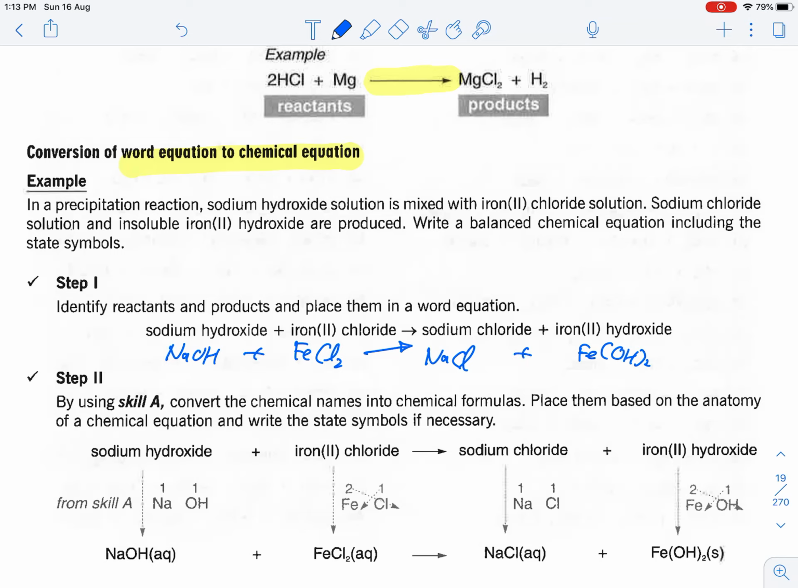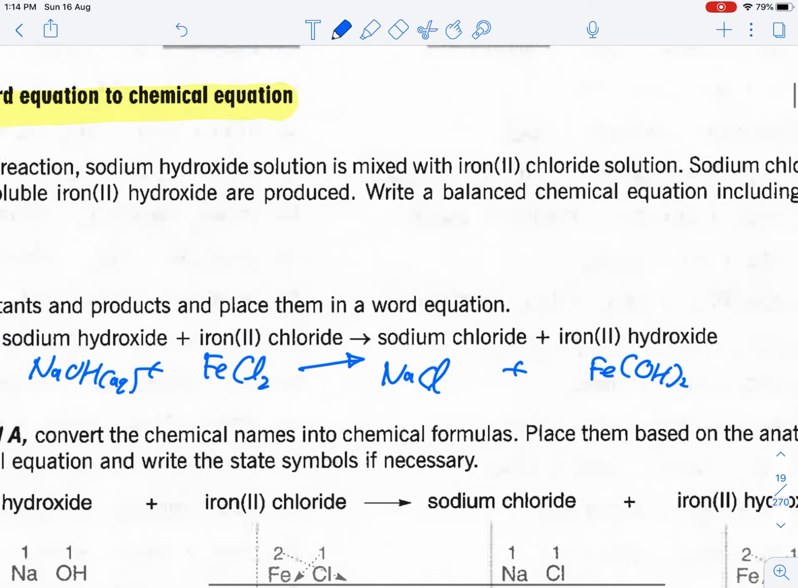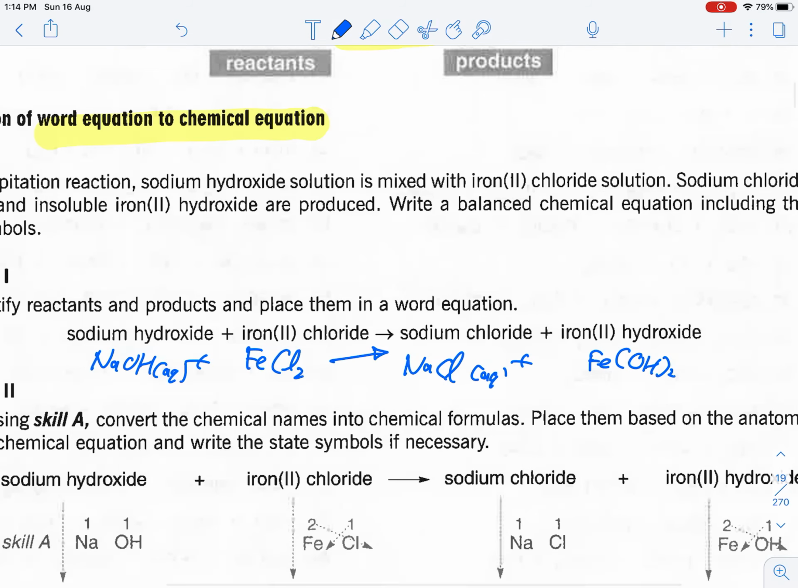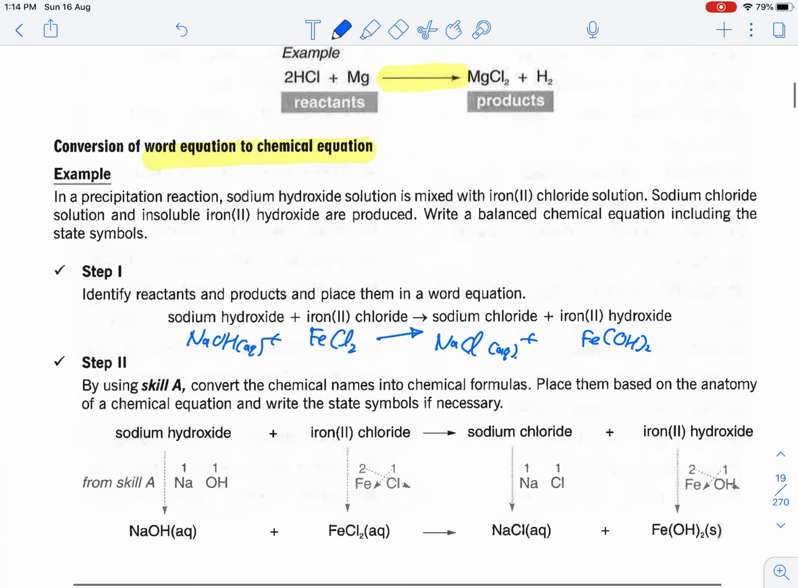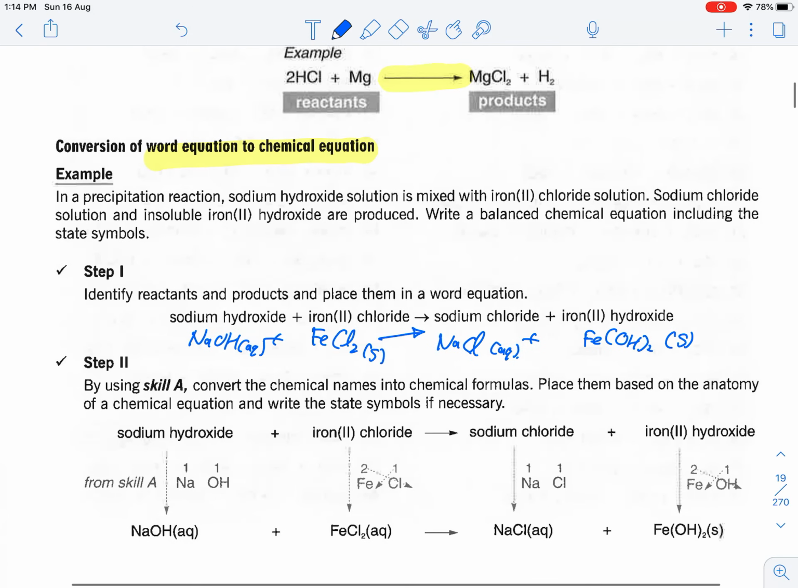Okay, next is the state symbols. For your acids and alkalis, they are always in the aqueous state. Second thing is sodium chloride. It's a soluble salt. If you put common salt into water, it will dissolve, right? That's why it's always aqueous. Then in the latest chapter, you will learn that there are some that are not soluble in water, so you put them as solid.